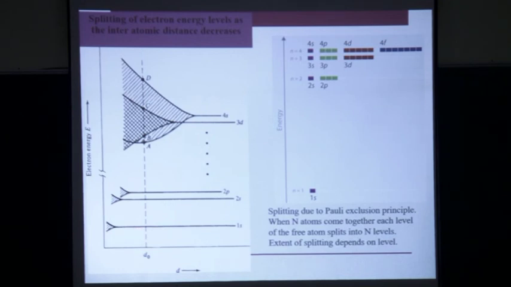But for us, the main interest is in this. You can see that 4s goes below 3d because of the broadening. So first 4s is filled up, then 3d, and so on and so forth. So the splitting occurs due to the Pauli exclusion principle, and the extent of splitting, that is the width of this, depends on the level.